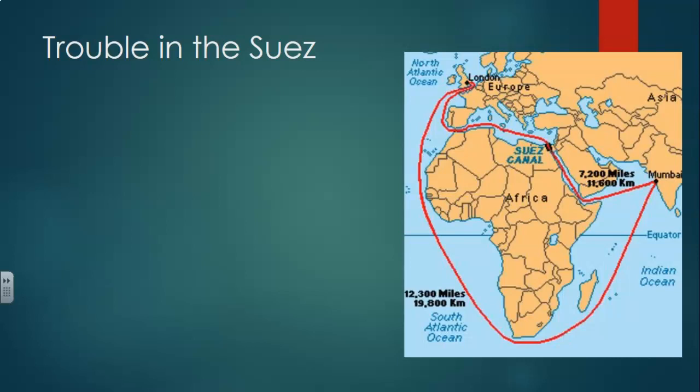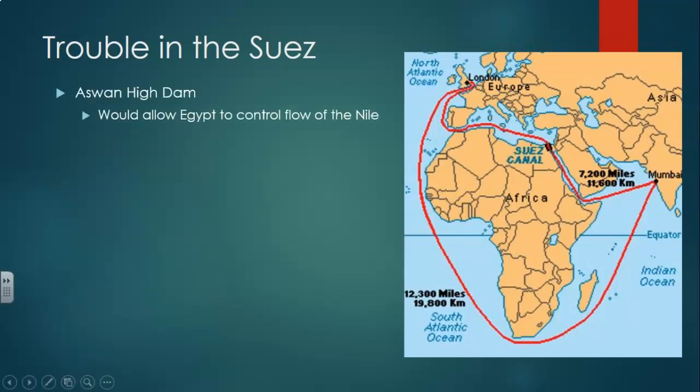So getting into the Suez Canal and the problems in the Suez Canal. To understand this, we first have to talk about the Aswan High Dam. Now, this is a dam that is going to allow Egypt to control the flow of the Nile. Now, the Nile River starts down in Sudan, flowing up into Egypt before ultimately flowing into the Mediterranean Sea. Now, the problem with this is it gets very, very hot. A lot of the water can evaporate. The Egyptians are accusing the Sudanese of allowing the water to evaporate. Therefore, Egypt's going to be having less water.